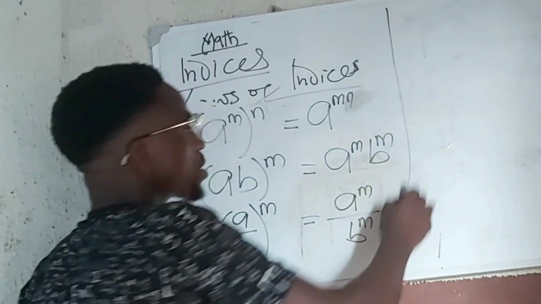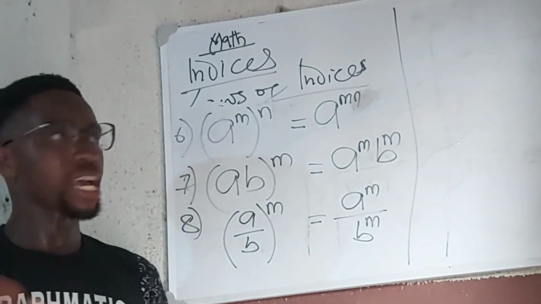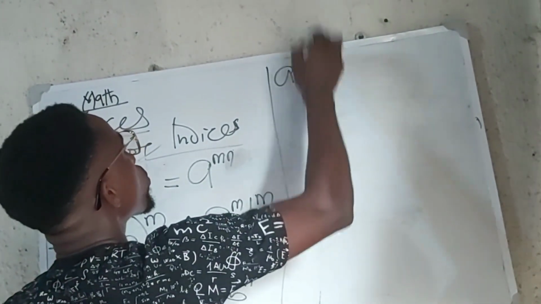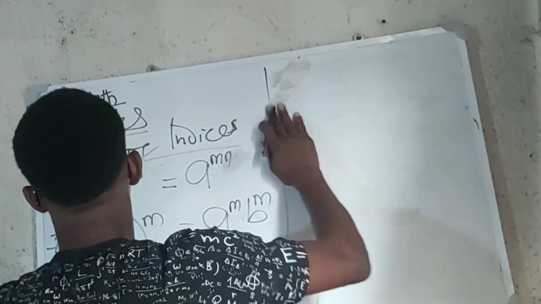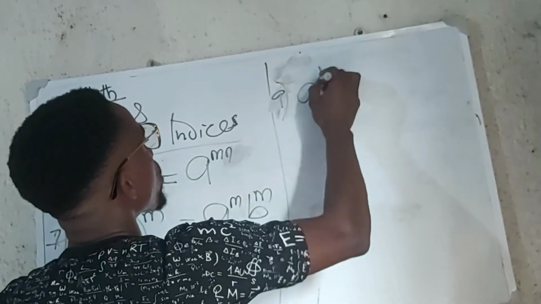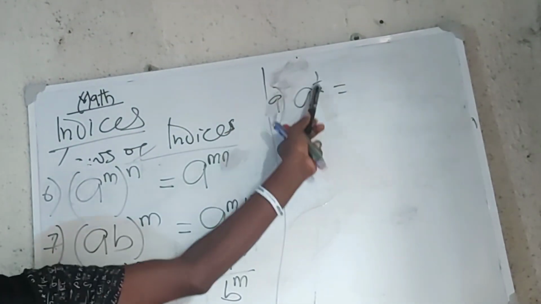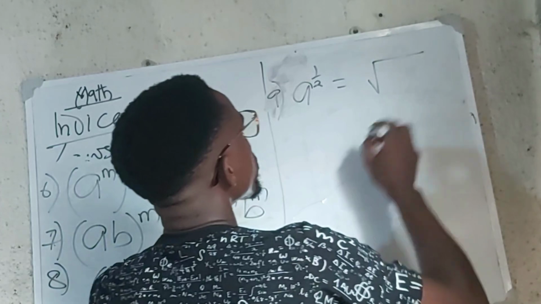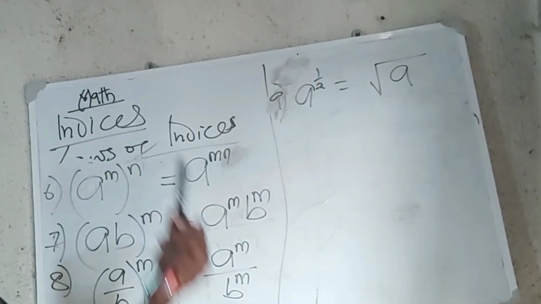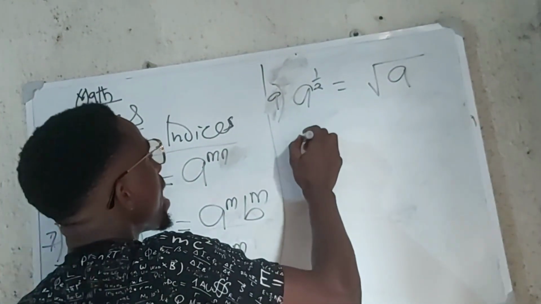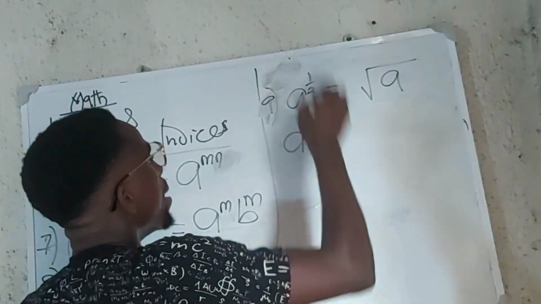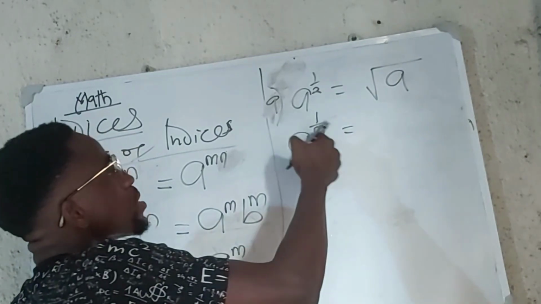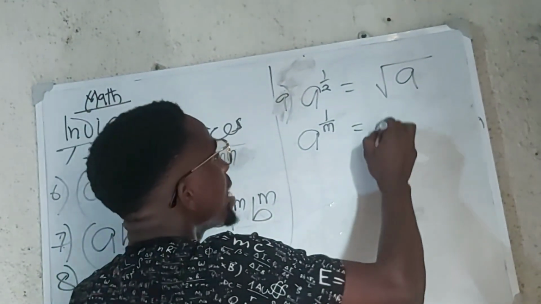Okay, another one is about fractional indices. This is where the majority of students usually have problems. Look at this. If I have a to the power 1 upon 2, this is number 9. I have a to the power of a fraction. It is the same thing as the square root of a. In fact, in general, if we have a to the power 1 upon m, it is exactly the same thing as this denominator becomes the root. So it is the mth root of a.